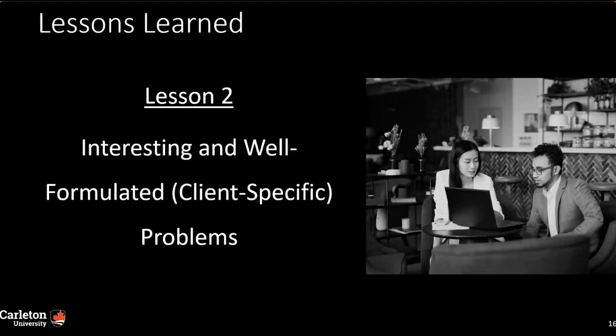Lesson number 2 is to provide topics that are interesting and well formulated, preferably client-specific in some cases. And to engage the students, in our case, all projects were presented at the beginning as open problems. And we had secured some collaboration with Statistics Canada. And Statistics Canada actually provided 3 project options, or 3 problems for the students to solve. Interestingly, only one group of students chose one of those projects, and then the 2 other projects were not chosen.